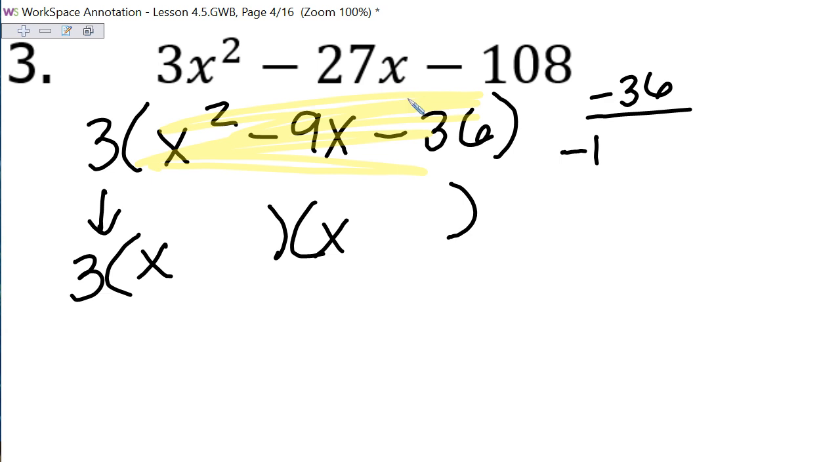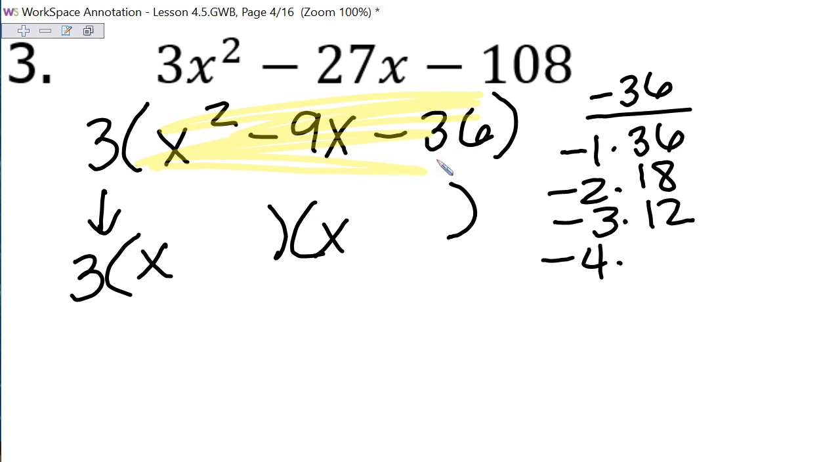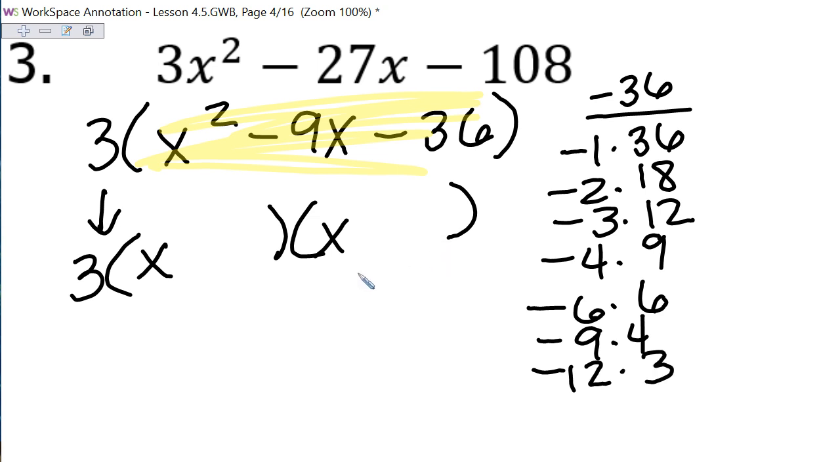Negative. So I could have -1 times 36, -2 times 18, -3 times 12, -4 times 9, -6 times 6. Now start reversing them. -9 times 4, -12 times 3, -18 times 2, -36 times 1. Now I need to add to what value?